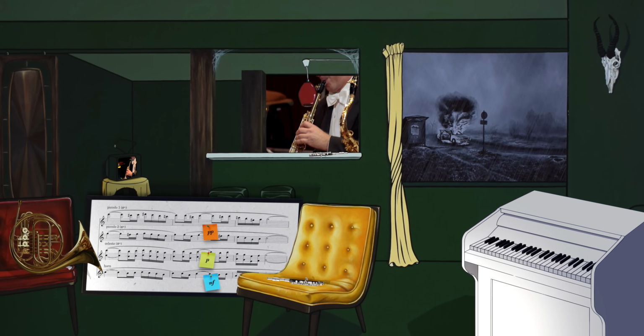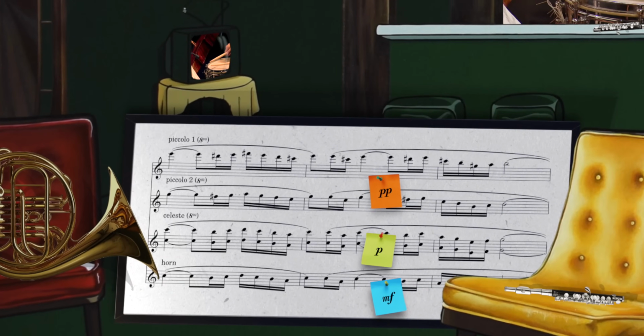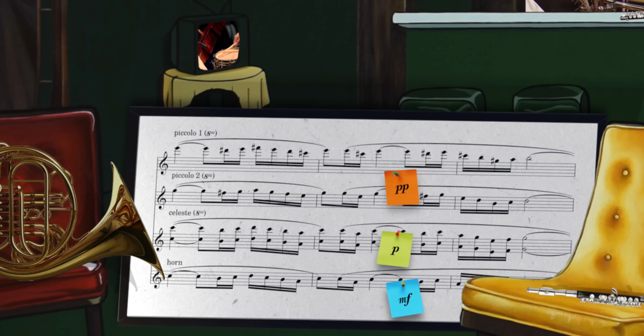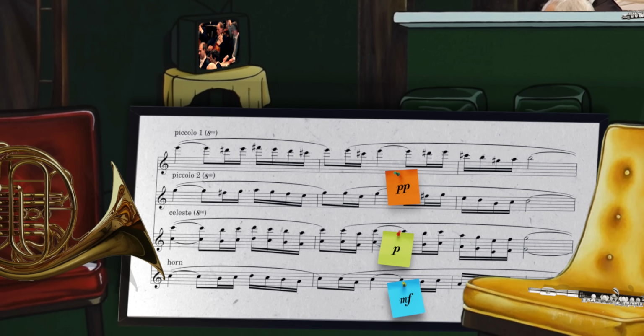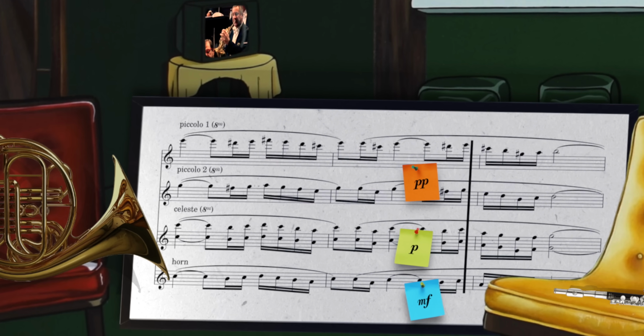As we return to the major melody, the tune is played for the first time by more than 2 instruments, a horn, 2 piccolos, and a celeste. But Ravel doesn't just stack the melody in octaves, as you'd expect.